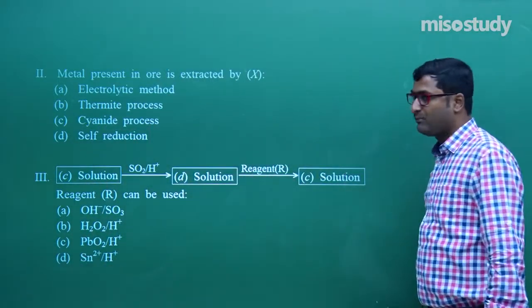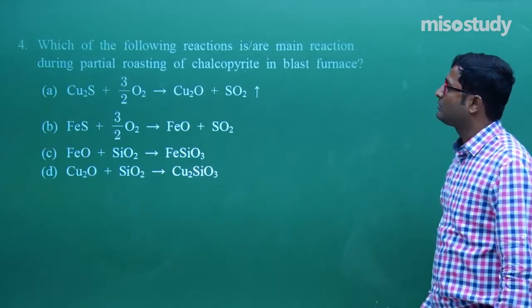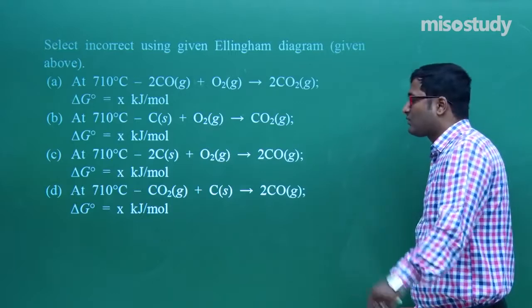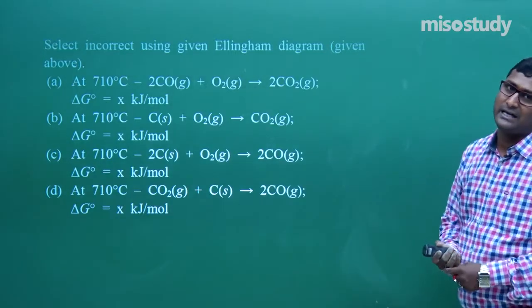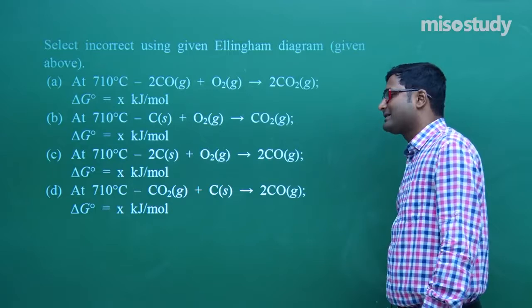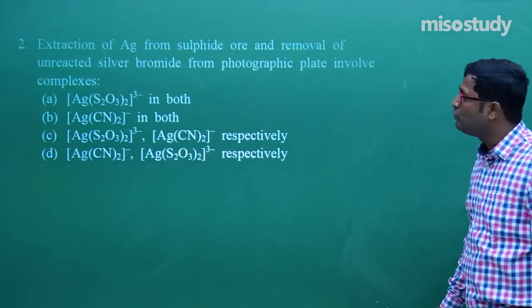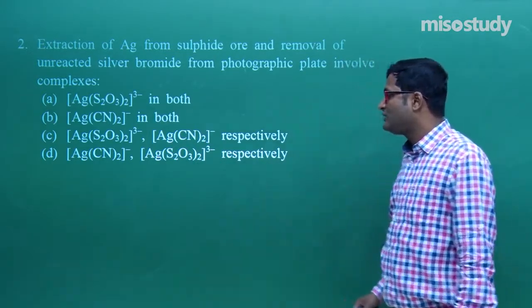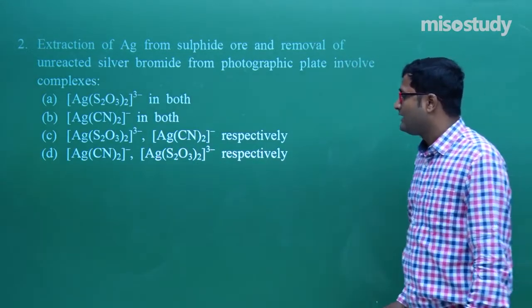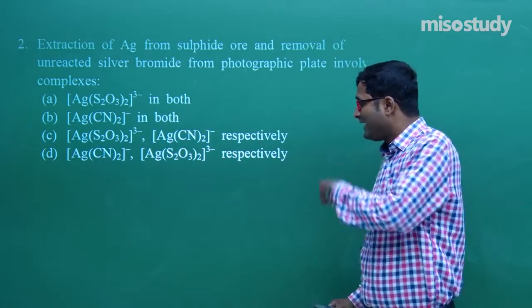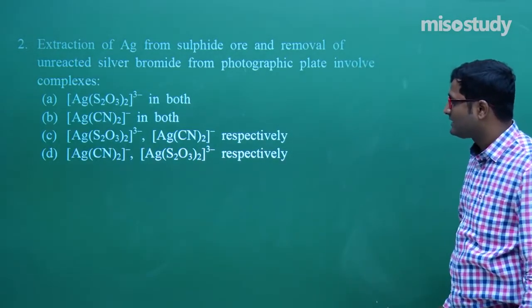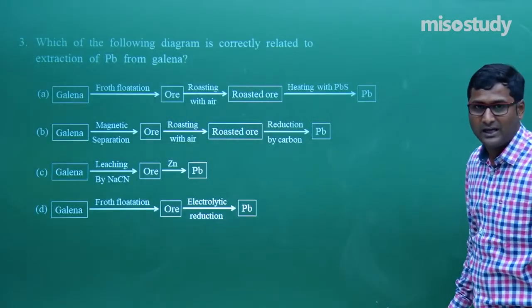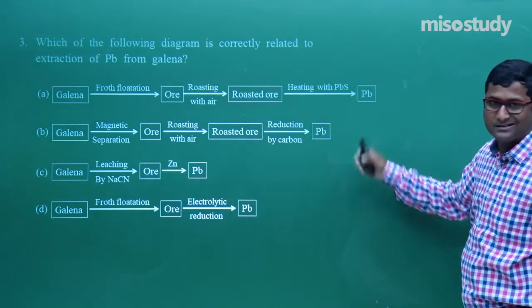Now friends, we will review the questions. Look at the questions. For question number 1, what is the correct option? As I told you, there is the involvement of the Ellingham diagram. D is the correct option. For question number 2, there is a formation of AgCN and Ag(CN)2 minus, Ag(S2O3)2 3 minus. So for question number 2, D is the correct option. Now for question number 3, that is the froth flotation process, A is the correct option.